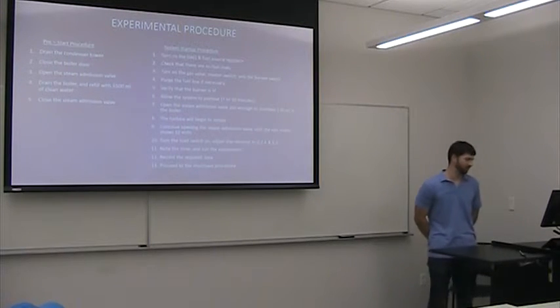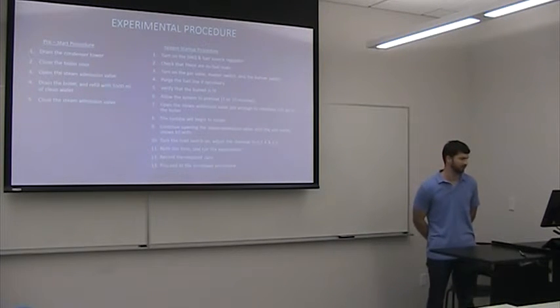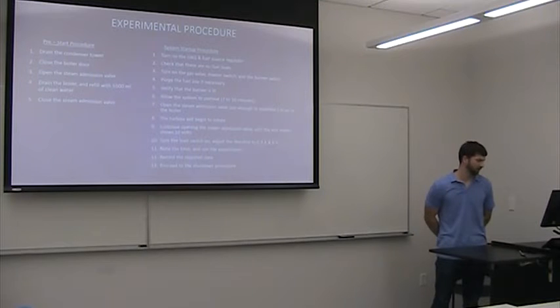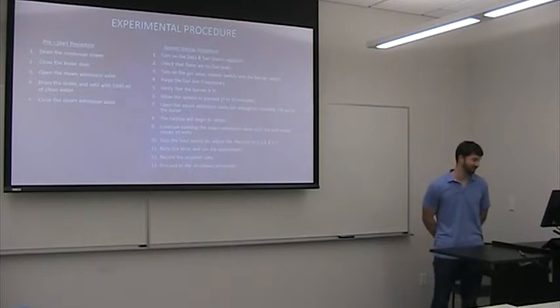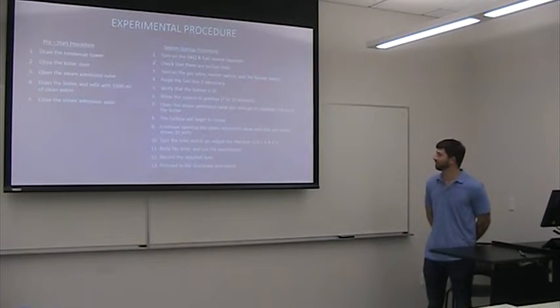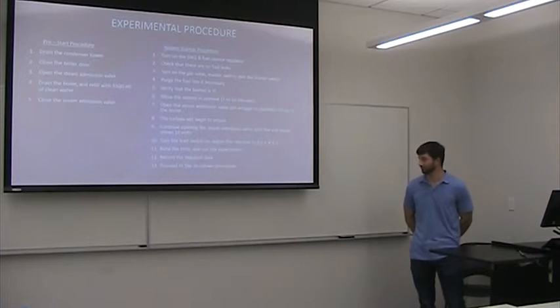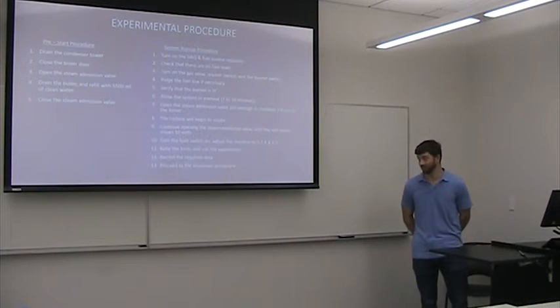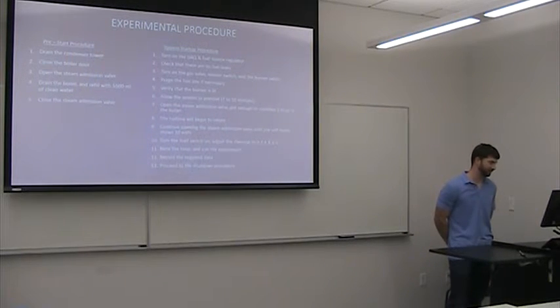We'll open the steam emission valve just enough to maintain 110 psi in the boiler. The turbine will begin to rotate. Continue opening the steam emission valve until the voltmeter reaches 10 volts. And then we'll turn on the load switch, adjust the rheostat to 0.2 amps, 6 volts. We'll note the time, run the experiment, record some data, and then proceed to the shut-off procedure. I didn't put the shut-off procedure on here because I kind of ran out of room.